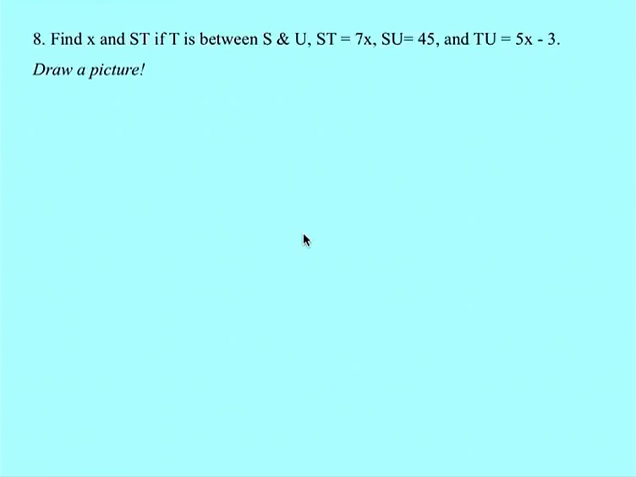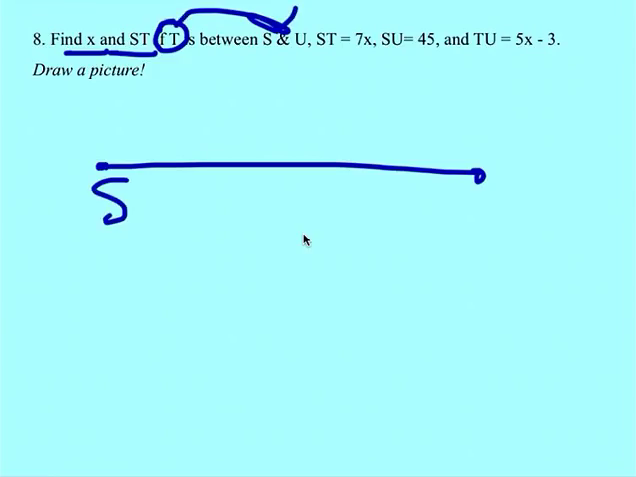Taking a look at number 7, it says if T is between S and U, find X and ST. So let's start by writing that. I'm going to make S and U the endpoints, and I know that T is going to be in the middle of them. So it tells me that ST is 7X, so from there to there.